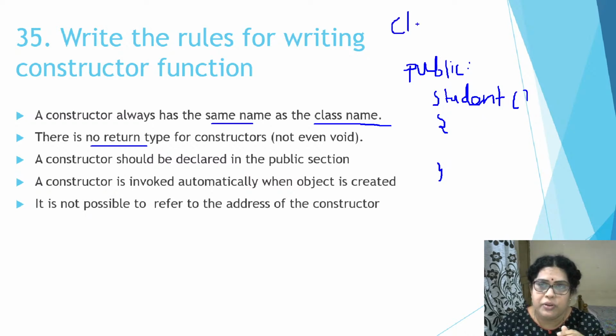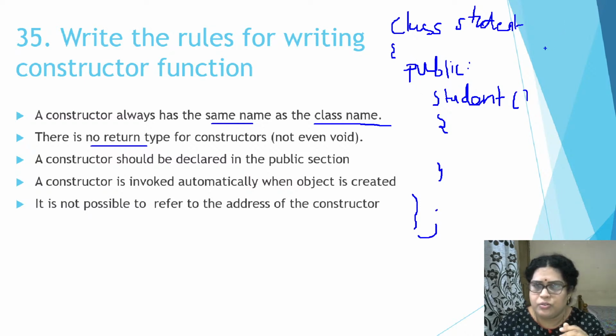But in the exam, you have to write this class student. Why do we have to write it? Because it has the same name as the class name. So when you are writing the constructor, please write it like this. Class student, public student, and this is the example for a constructor. But in this question you don't need to write the example. They have just asked you to write the rules for writing the constructor. So you need to remember this example when you are writing the answer.